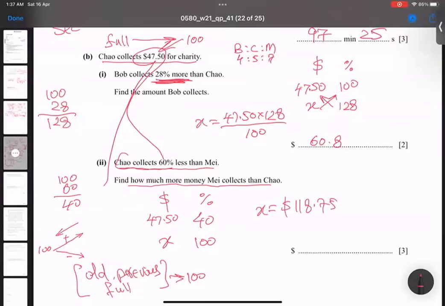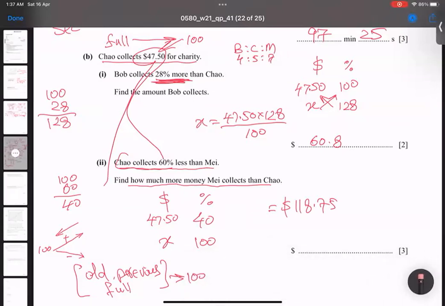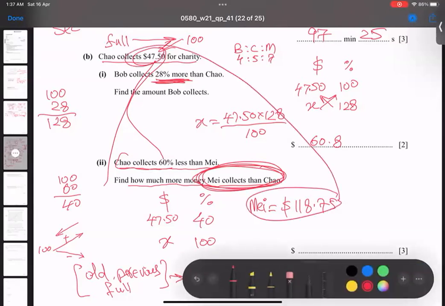Okay, I'm writing his name here, so it's better to write his name. I'm writing this is for M. But his question is not finding M. He says how much more M collects from Zhao. It means we have to find the difference of both. M is this much and Zhao is 47.50, and we need to subtract.